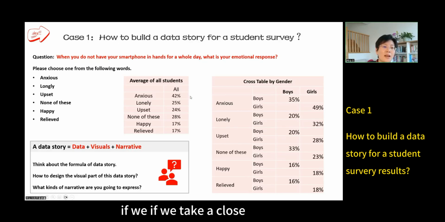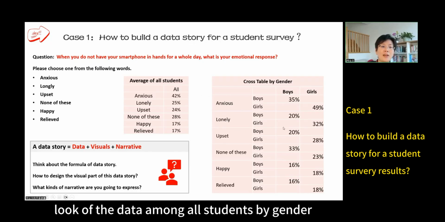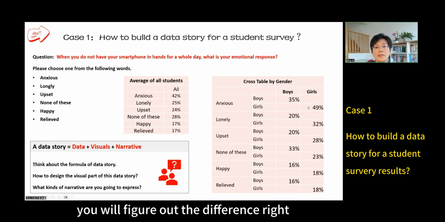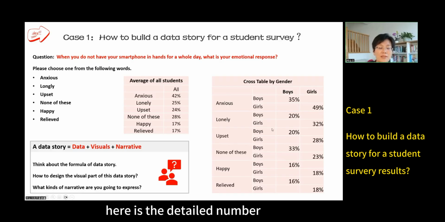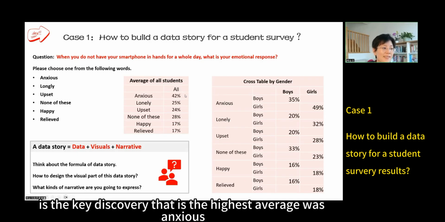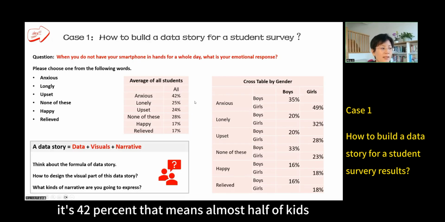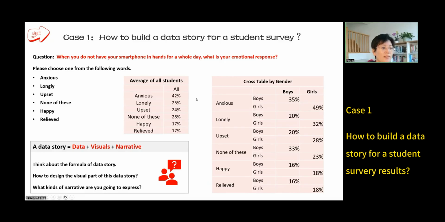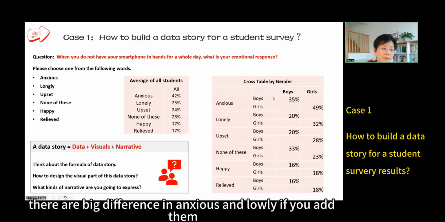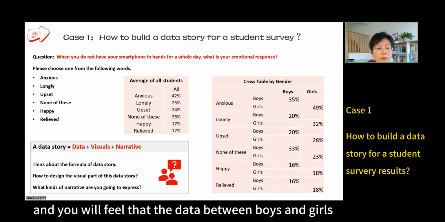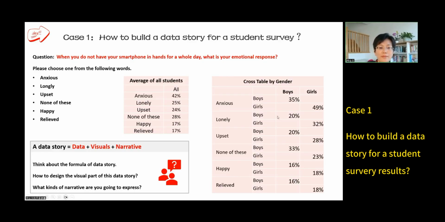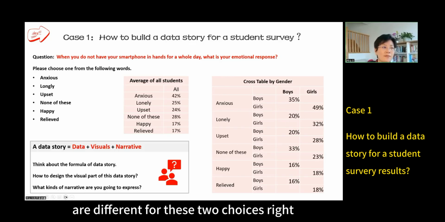So if we take a close look at the data among all students by gender, you will figure out the difference, right? Here is the detailed number. So here is the key discovery: the highest average was anxious. It's 42%. That means almost half of kids felt nervous without their phones. So please look at the big table. There is a big difference in anxious and lonely if you add them together, and you will see that the data between boys and girls are different for these two choices, right?